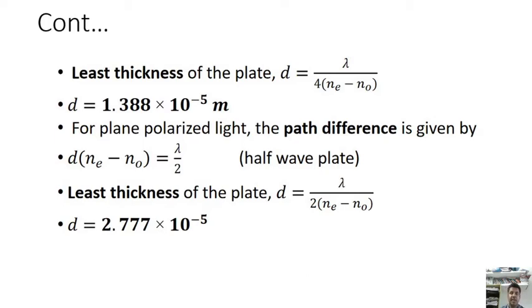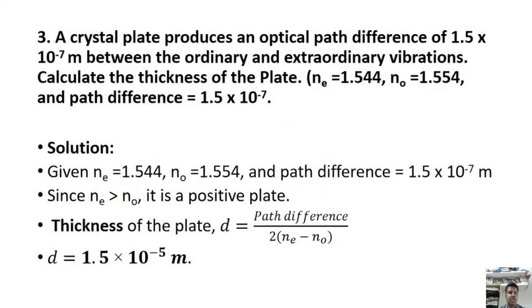So like that, here we are going to calculate the value of the thickness of a plate if we have two refractive indices of the material with a small thickness. That is around the refractive indices Ne and N naught. Like that, here we are going to calculate it. So next we come to the third problem.